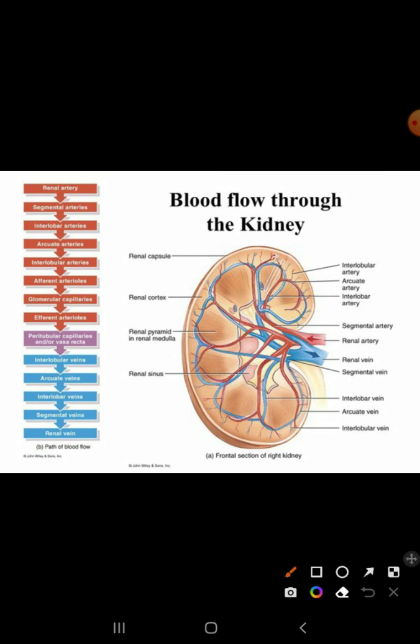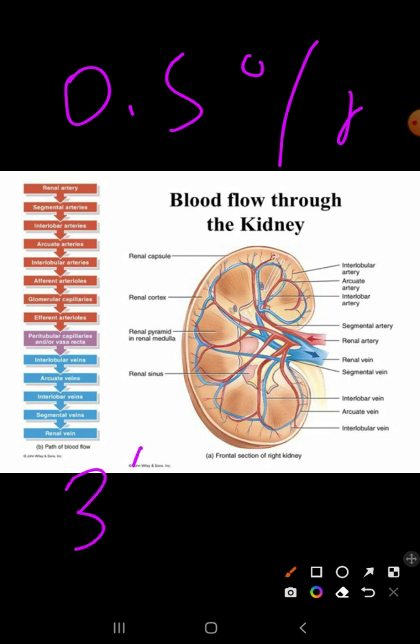Through tissue that constitutes less than 0.5% of body mass, considering that the volume of each kidney is less than 150 milliliters. Each kidney is perfused over 3 times its total volume every minute.